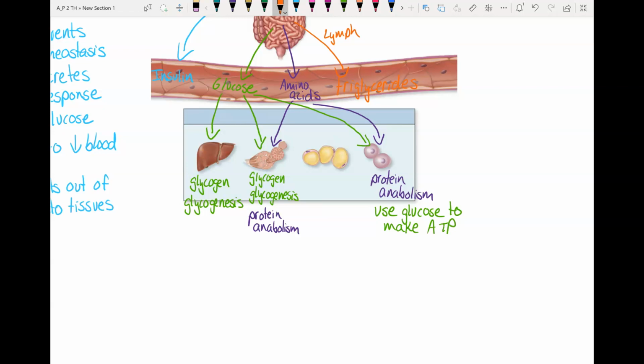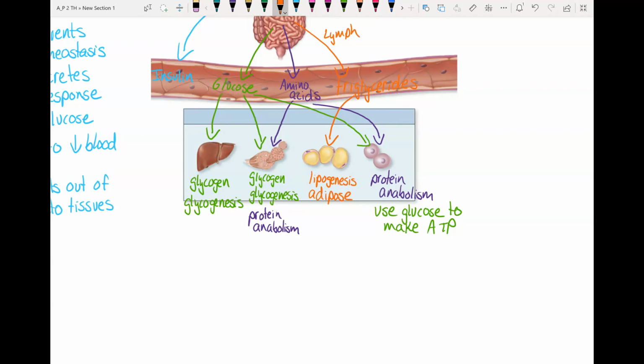Then we have the triglycerides are going to go here to your adipose. So that's a picture of some adipocytes. And you're going to do lipogenesis. And you're going to store the triglycerides as adipose. So you're going to add to your body fat.